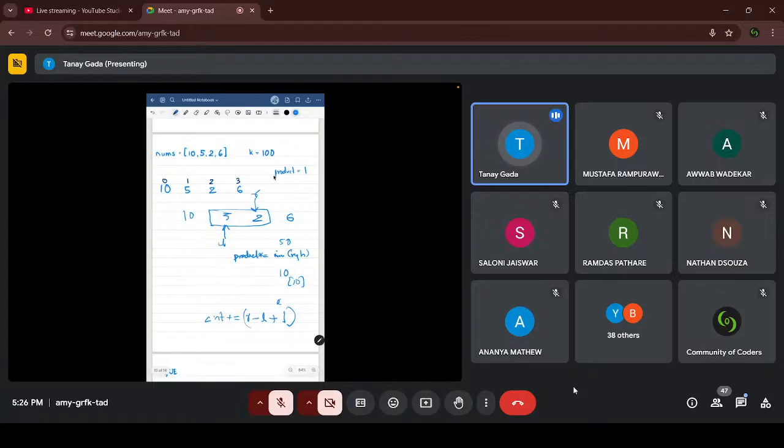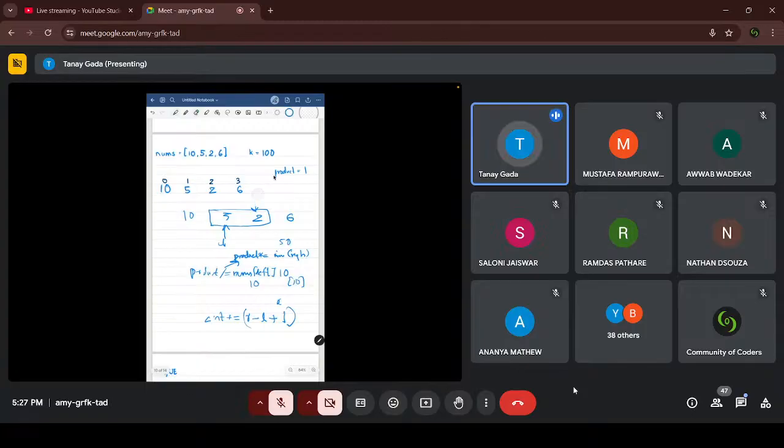And while decrementing, we need to divide this product by the element at left and check. So it is 10, right? 10 is less than 100. So we again increment the answer by R minus L plus 1. Why R minus L plus 1? Because the addition of 2 gave us two subarrays which are in our answer, like 5 comma 2 and 2.